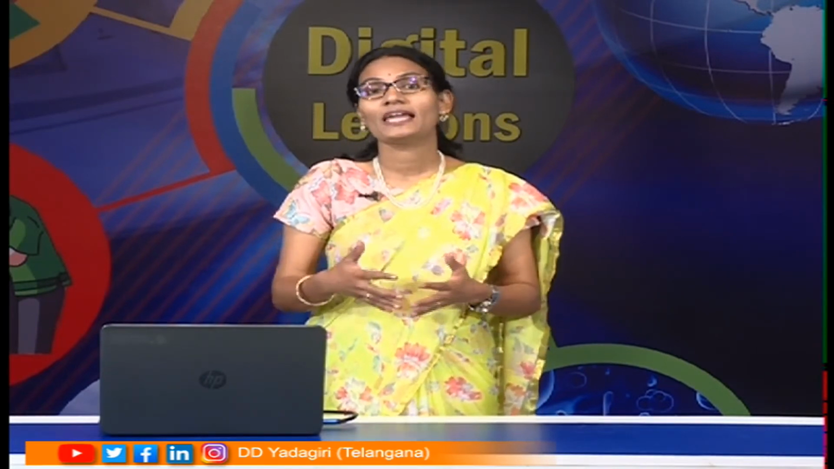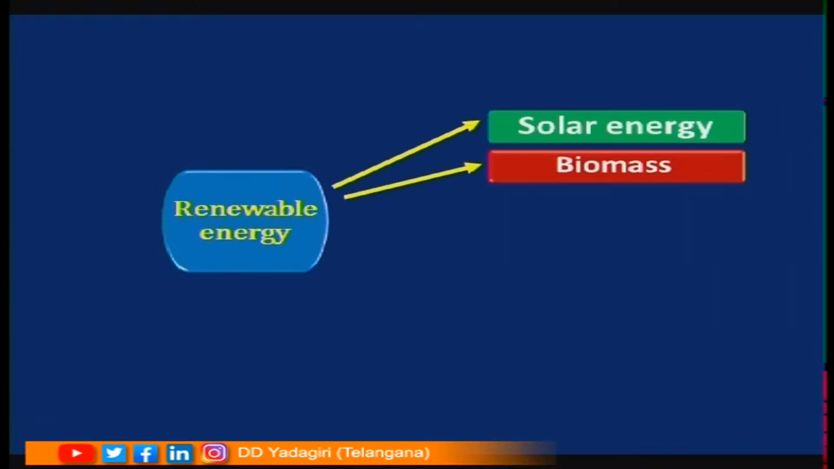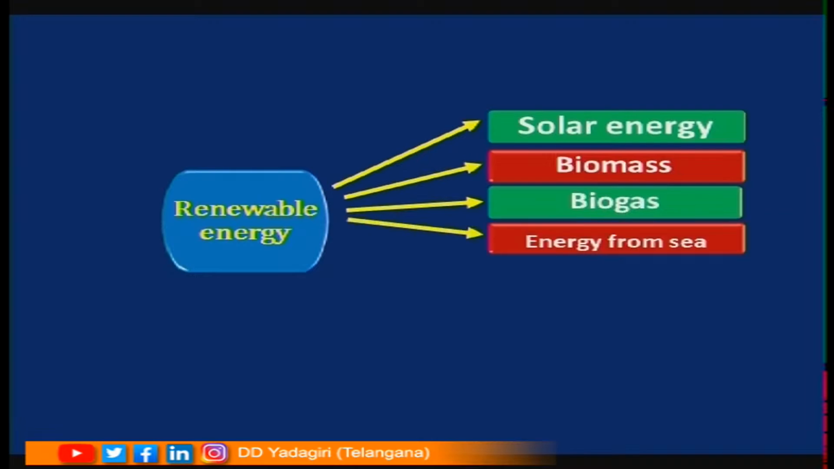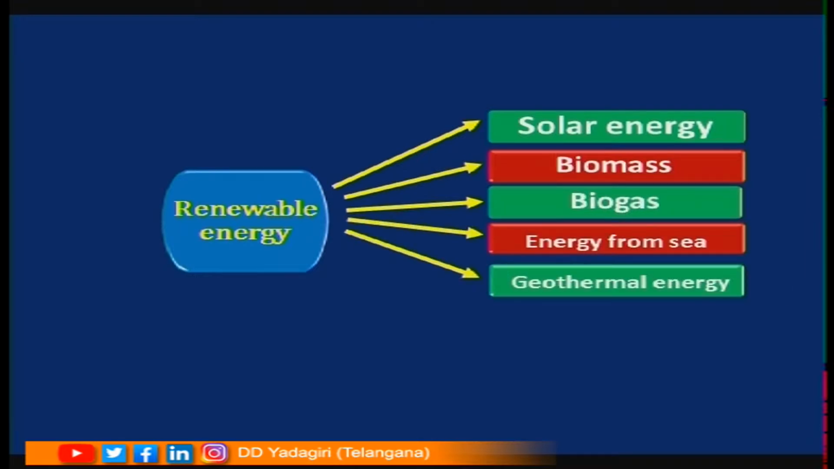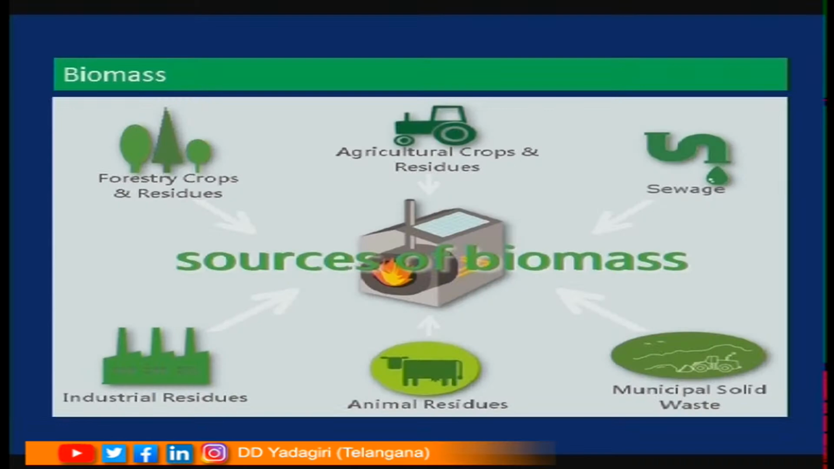So, when these fuels run out, what is next? How to run the vehicles, how to run the industries, how to produce the electricity? What do we have to do? If we are not avoiding this fuel usage, the scientists and the industrial people are looking at the other side. What is that? That is renewable energies. What are those renewable energies? Solar energy, biomass, biogas, energy from sea, geothermal energy, atomic energy.